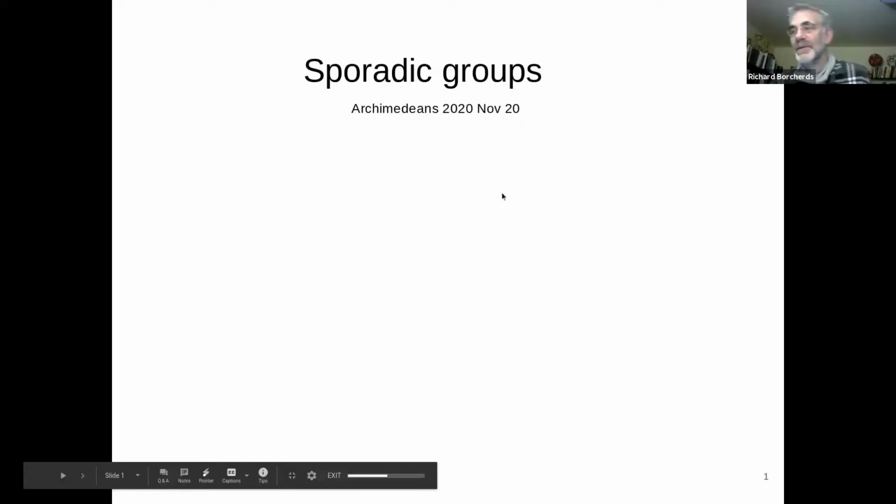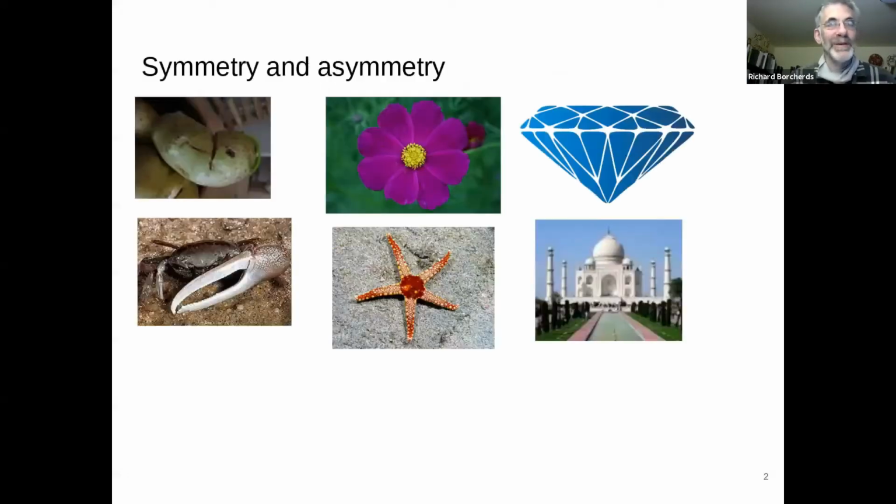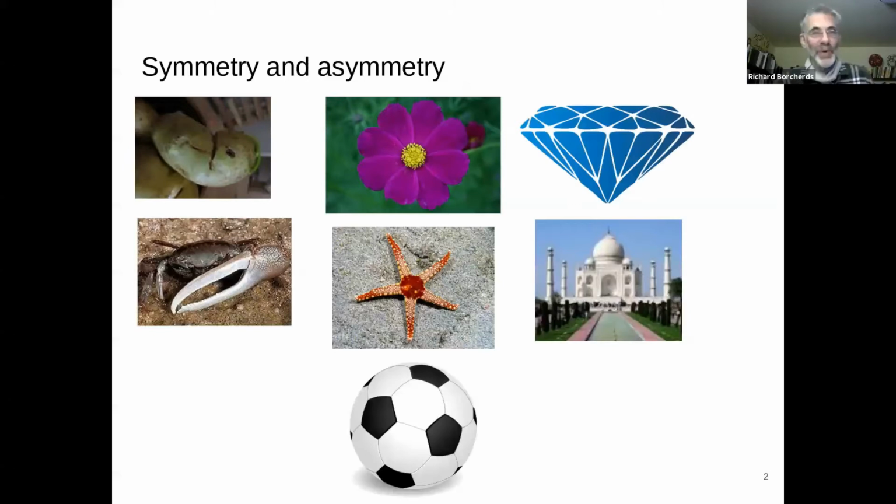Okay, that seems to have come up with a reasonable first slide. So this talk is going to be about the sporadic groups. So I'll start just by recalling what a group is.